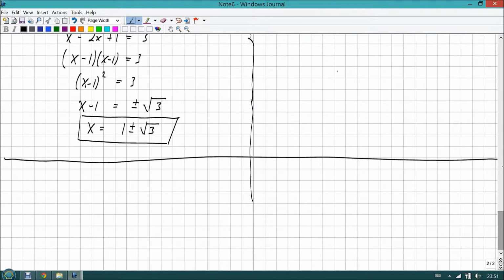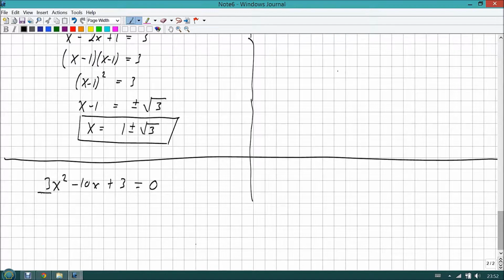Let's say that we are given 3x squared minus 10x, and then plus 3. Let's set that equal to 0. This one is going to be a lot of fun because these are going to be fractions.